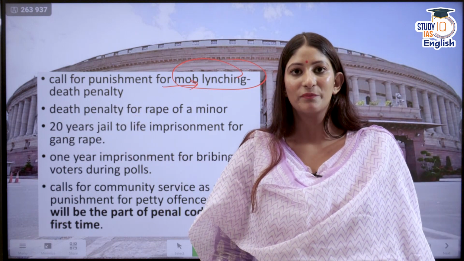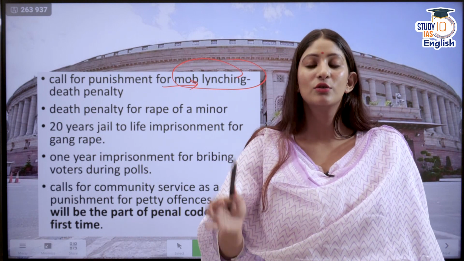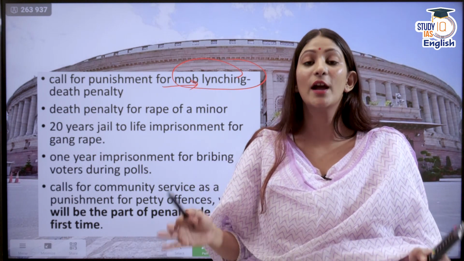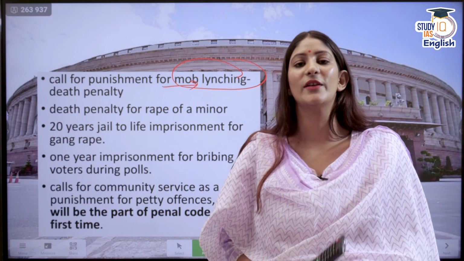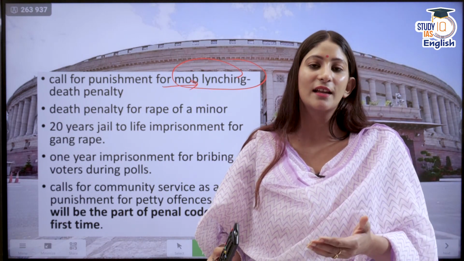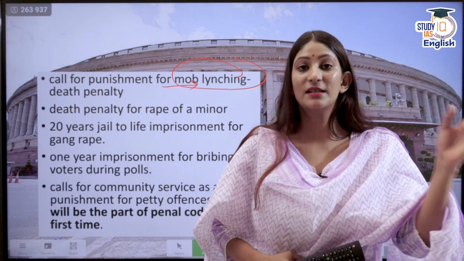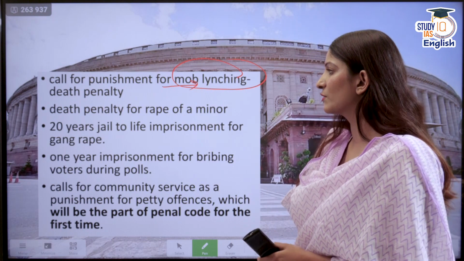What is mob lynching? When a person is being attacked by not one, not two, but by a mob, by a group of people. It is very easy to escape when there is a group of people. If you are a group of people who is attacking another person, it becomes easier for you to escape the evidence. But in certain cases, death penalty has also been given.